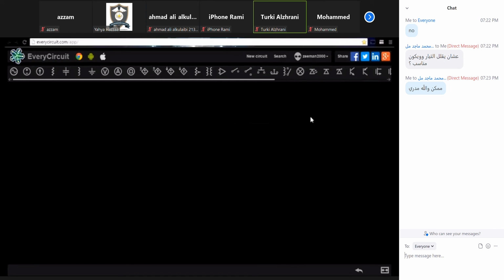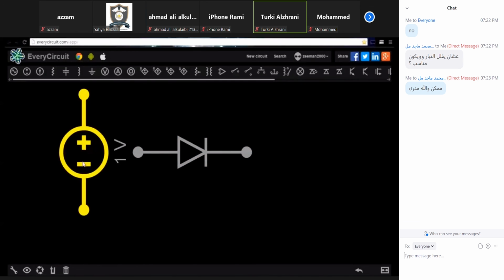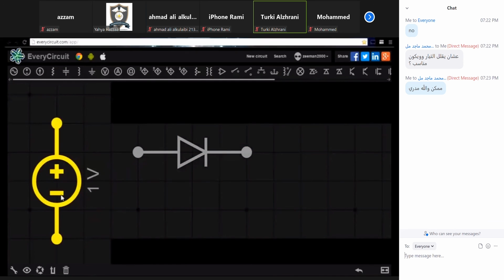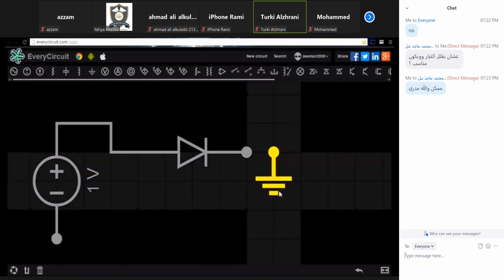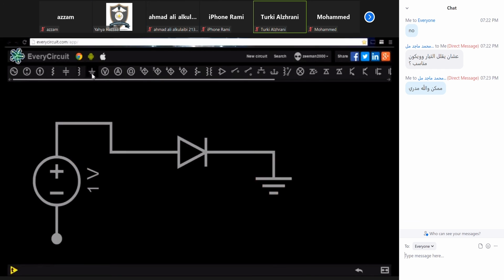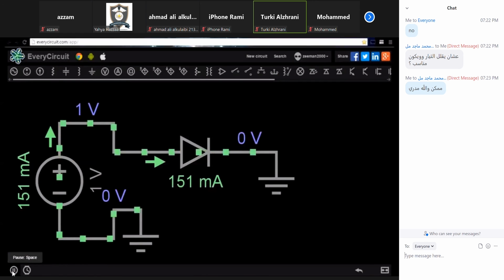Diodes can serve as a safety feature in an electronic circuit. Let's build a simple circuit with a power supply and a diode. With the components all in place, we run the simulation. We can see the current flowing normally along the circuit path. The diode is forward biased and will allow current to flow.